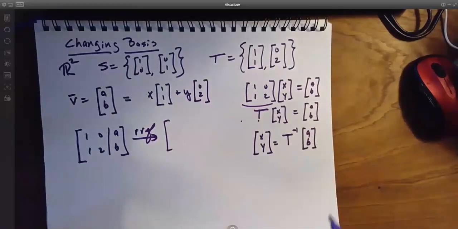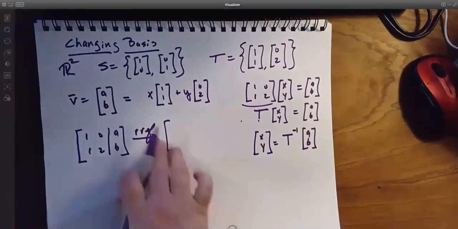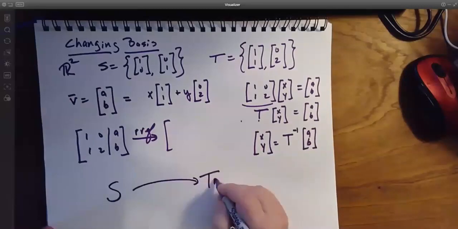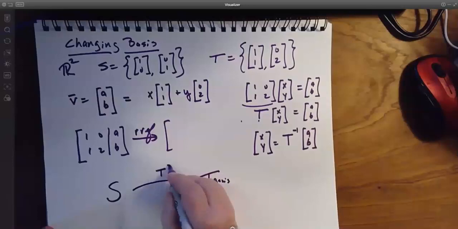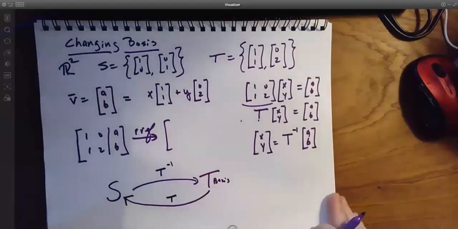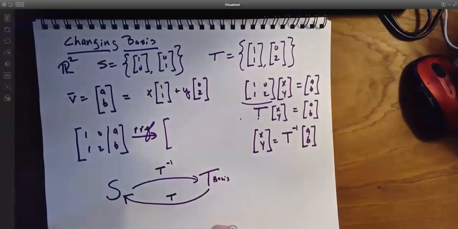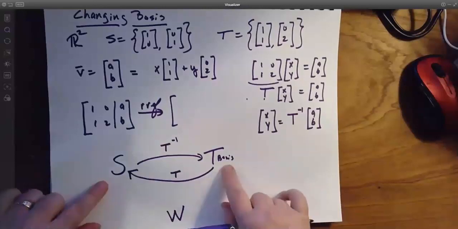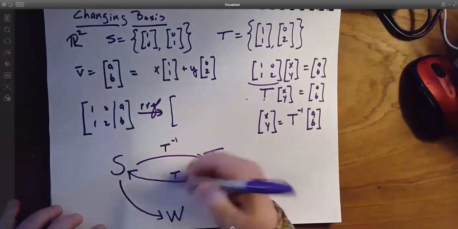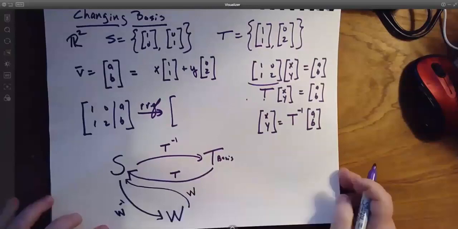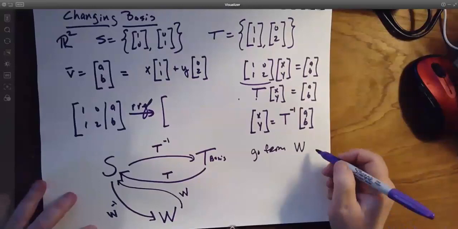But what I want you to think about is more than the gross details. So I have the standard basis, and to get to the T basis, I'm going to multiply by T inverse. And to get back, I undo what I did, so I multiply by T. Well, what if I have yet another basis over here? We're going to call it W. W has two vectors, and we squish them together to make the W matrix. Just like with the T basis, to go from S to W, I multiply by W inverse, and to go from W to S, I multiply by the W matrix. So now my question is, how do you go from the W basis to the T basis?